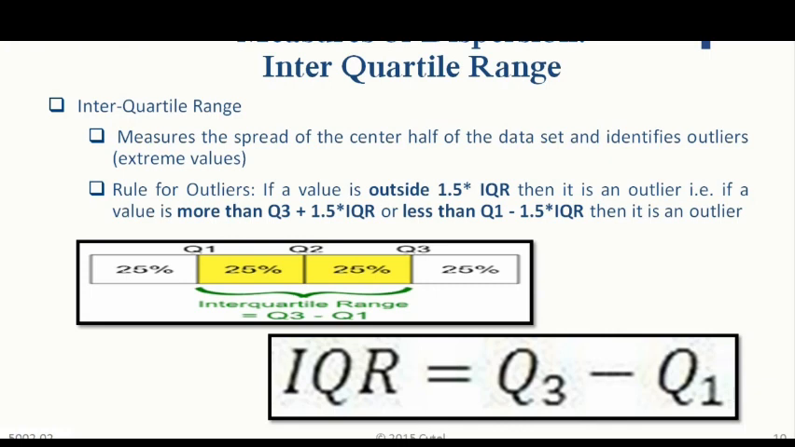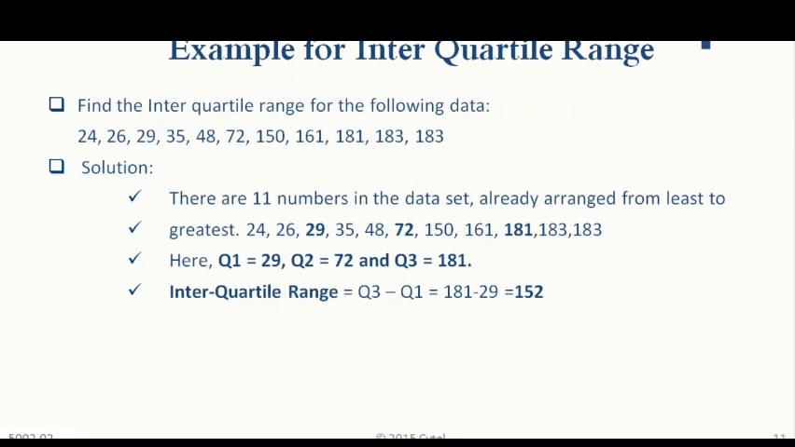So if it is below Q1 minus 1.5 into IQR, then also it is an outlier. Let us not go into these details right away because we have yet to digest the concept of dispersion. This is again the same example where you have already computed the quartiles, and then you take the interquartile range as Q3 minus Q1.